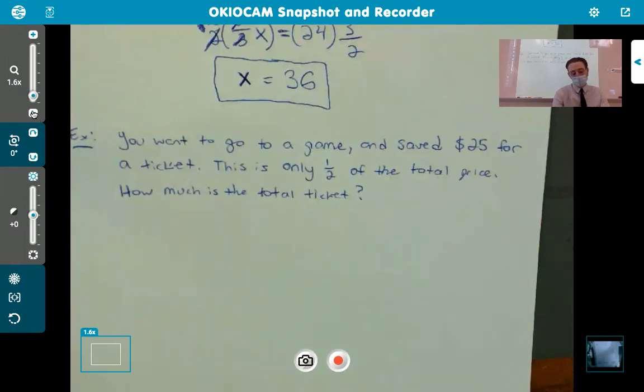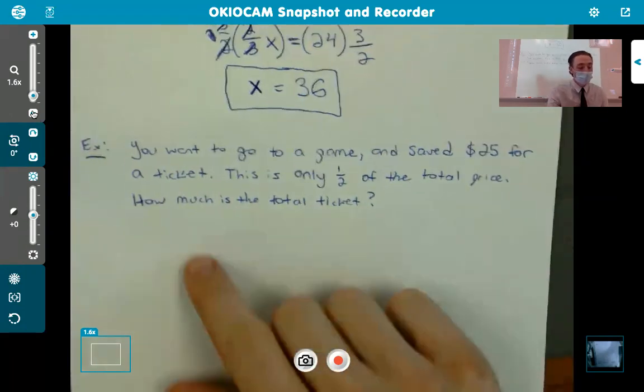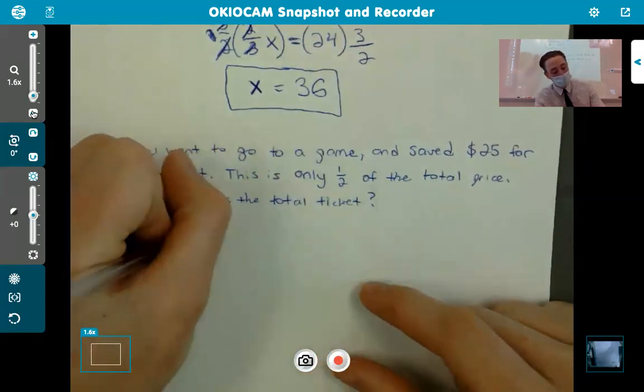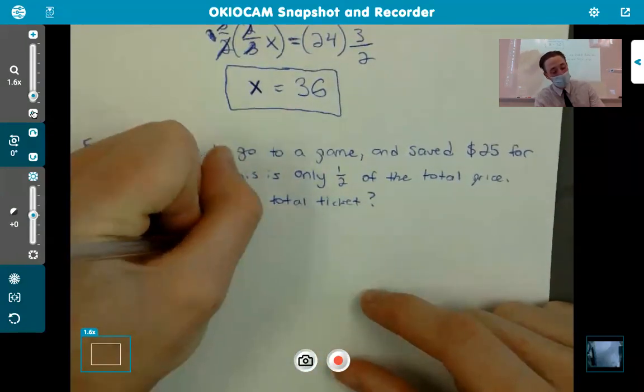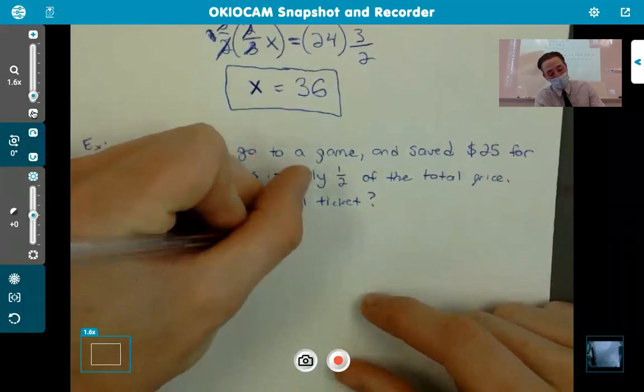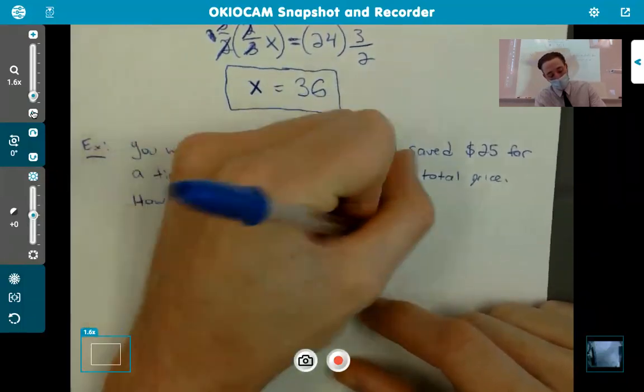So maybe you want to go to one of those games, and you're saving up $25 so far for a ticket. But as you're trying to reach your goal, you realize this is only half of the total price. So they want us to find how much the total ticket is. Whatever I'm being asked, I'm going to make that my variable. So I'll say x is the total price of a ticket.